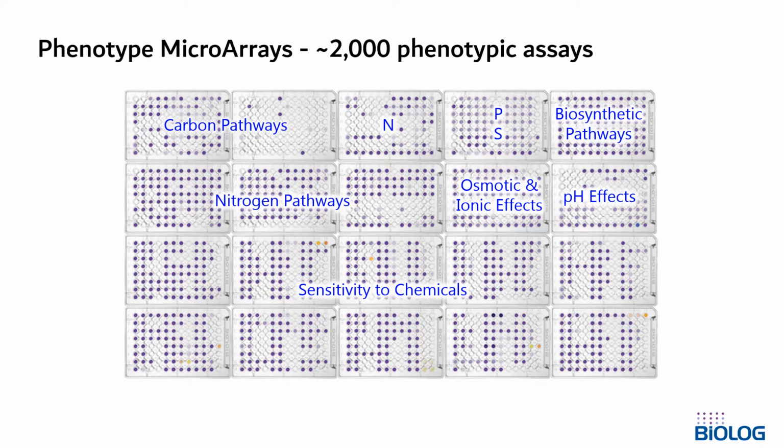For bacterial cells, we have a series of 20 plates. The top 10 plates are focused on metabolic conditions, where we look at carbon metabolism, nitrogen metabolism, phosphorus, sulfur, osmotic and ionic effects, pH effects, and then the second set of plates at the bottom are chemical sensitivity assays.